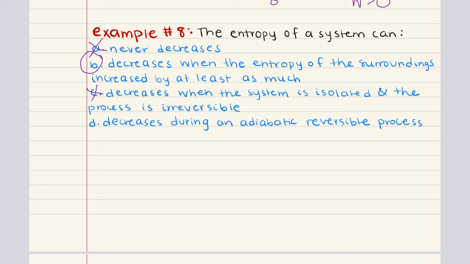Option D says decreases during an adiabatic reversible process. Again, this is also incorrect. In a reversible adiabatic process, there's no exchange of heat, and for a reversible process, the change in entropy is zero. Hence, the entropy does not decrease in a reversible adiabatic process. It remains constant. So D is incorrect as well. And again, the correct answer for problem 8 is going to be option B. The entropy of a system can decrease when the entropy of the surroundings increased by at least as much.